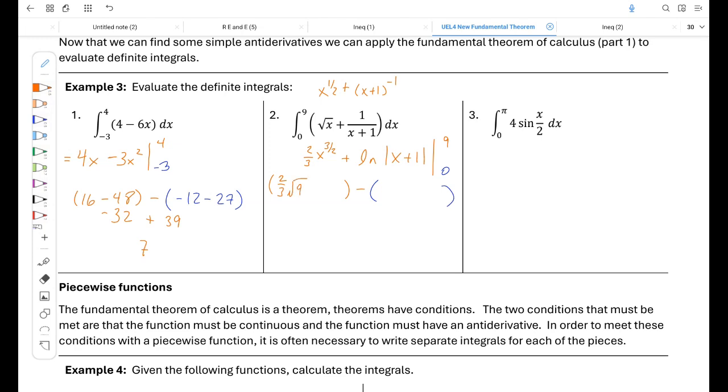So what did I have here? 9 cubed. This should be plus ln of 10. This is where the ln of 10 goes. Sorry about that. That was just totally my mistake there.